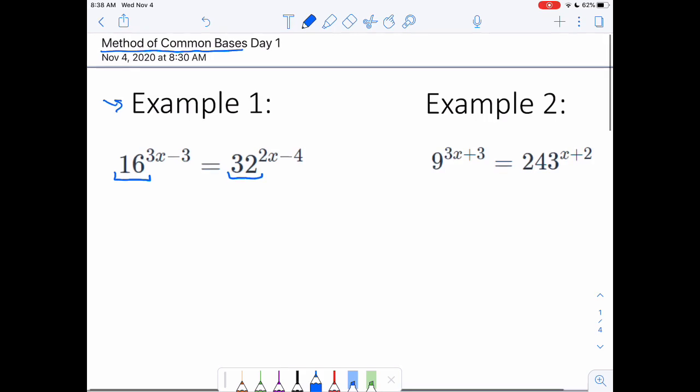Now if you recall, the base is part of our exponential expression. We have our base, which is a number, and then we'll also have an exponent. It's okay if the exponents are different. What we're looking for is a way to write 16 and 32 with the same bases. So we first need to think about what family 16 and 32 are in.